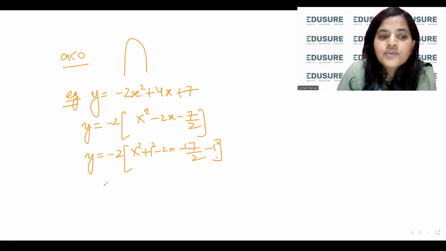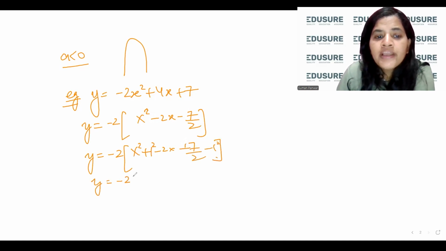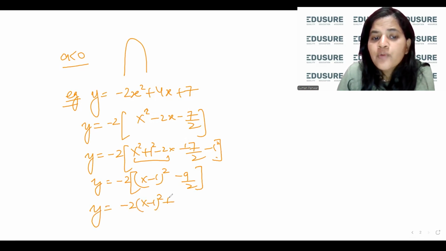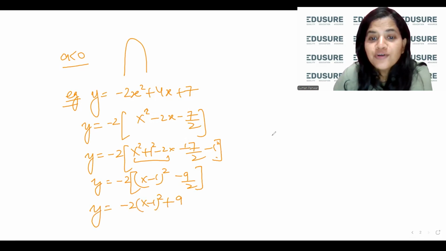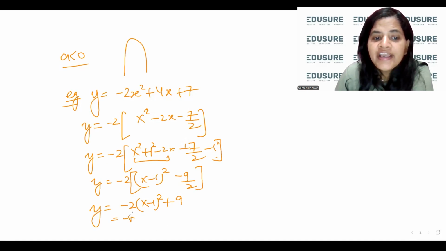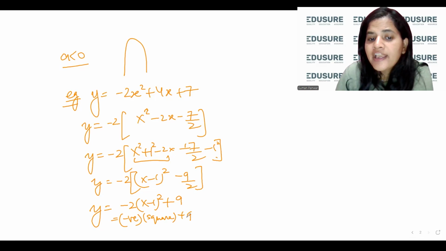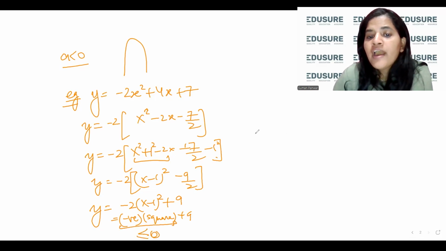Okay. So y will be equal to minus 2 times x minus 1 whole square minus 9 by 2. So y is equal to minus 2 times x minus 1 whole square plus 9. So notice that this is a negative and this is a square, plus 9. So this quantity is going to be less than or equal to 0, and therefore y will be less than or equal to 9.